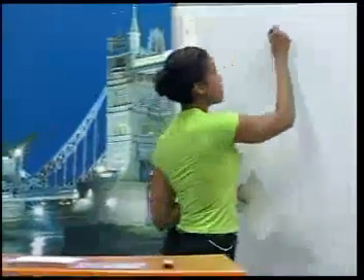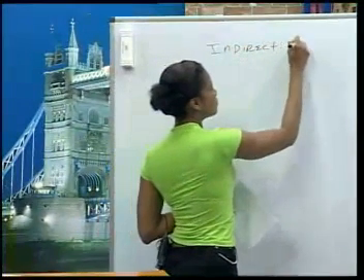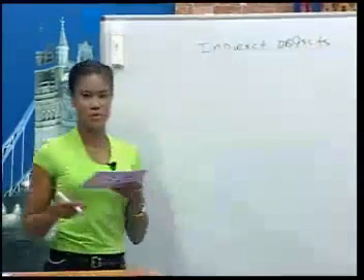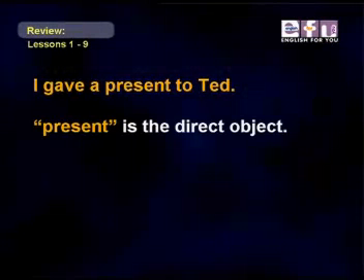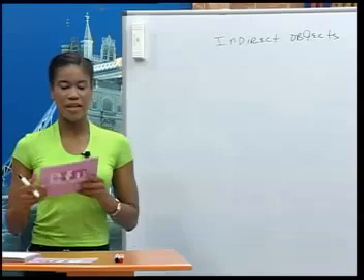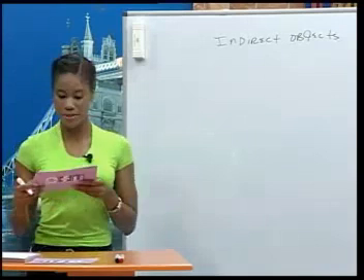Now we're ready to review indirect objects. First, let's look at some examples. I gave a present to Ted. Now in this sentence, present is the direct object and Ted is the indirect object. An indirect object answers the question, whom or what?